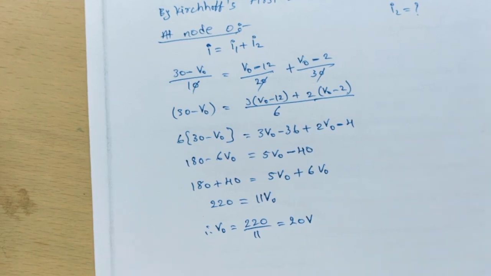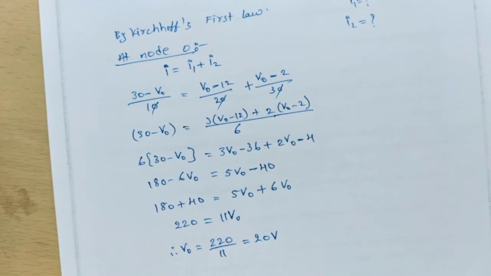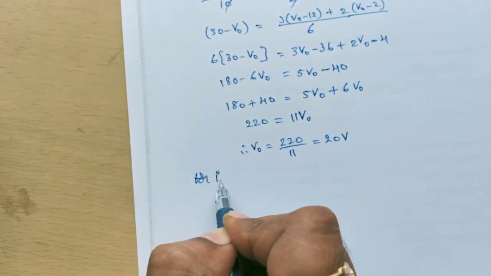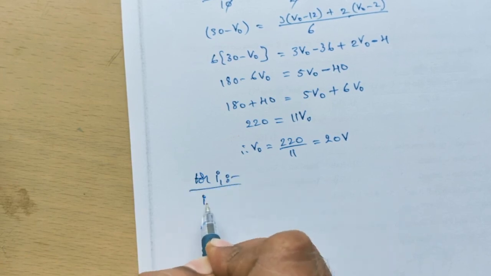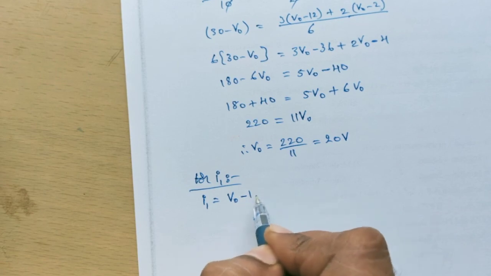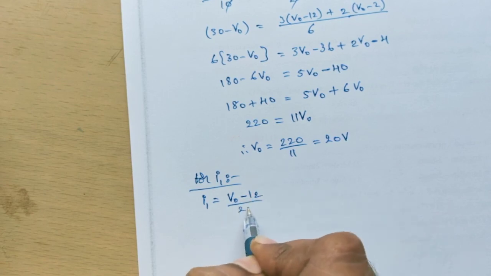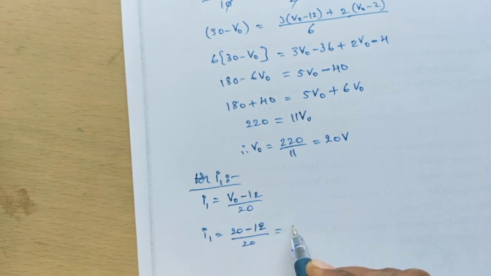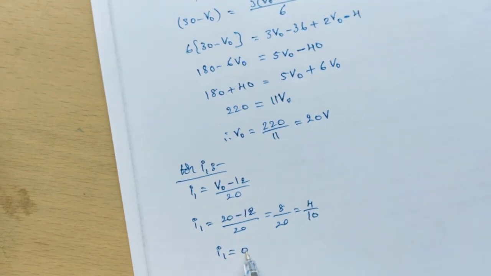Now we want to find the I1 and I2 values. For I1, I1 is V naught minus 12 divided by 20. So I1 is equal to (20 − 12)/20, which is 8 by 20, nothing but 4 by 10. So I1 is equal to 0.4 amperes.